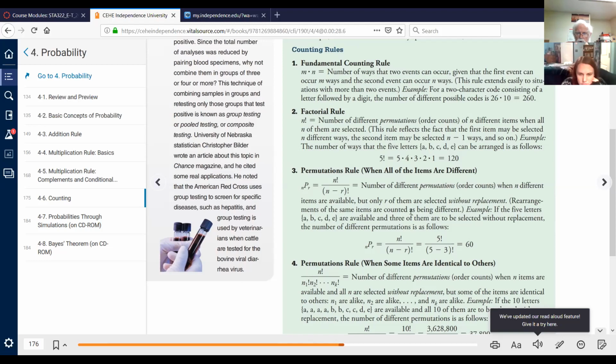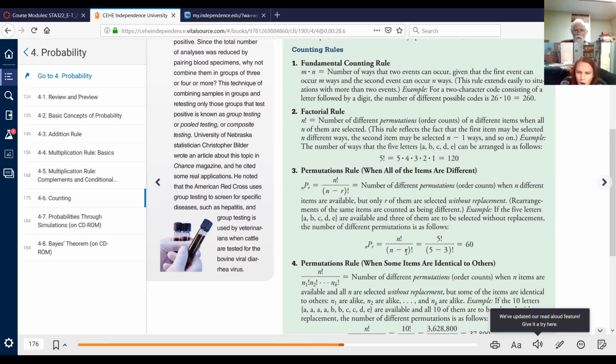R is the number of those items that are going to be selected. Okay, so without replacement, we're just going to say that's without replacement. So again, we're leaving out the possibility of AAA, ABB, etc. So in this case, we're going to do a permutation. The formula for that is n factorial divided by n minus r factorial. In this particular case, it's 5 factorial divided by 5 minus 3 factorial, or 2 factorial.